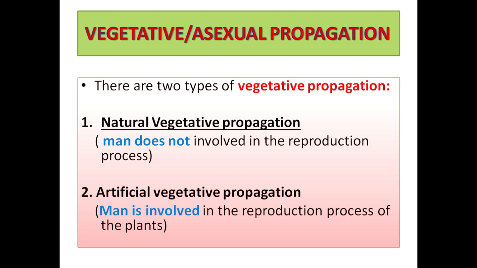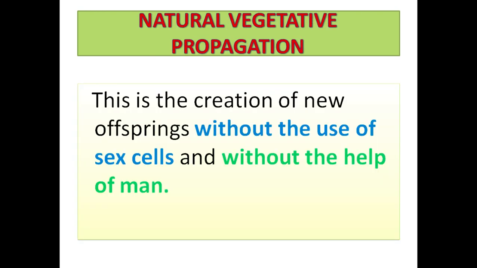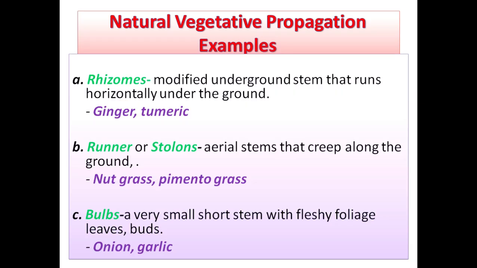Alright, let's continue. Let's go into the definition of natural vegetative propagation. This is the creation of new plants without the use of sex cells. So remember, no sex cells and without the help of man. Alright, we have different examples of plants that reproduce this way. We look at examples of those plants that reproduce naturally, asexually, and also the name of the parts that carry out that type of reproduction.